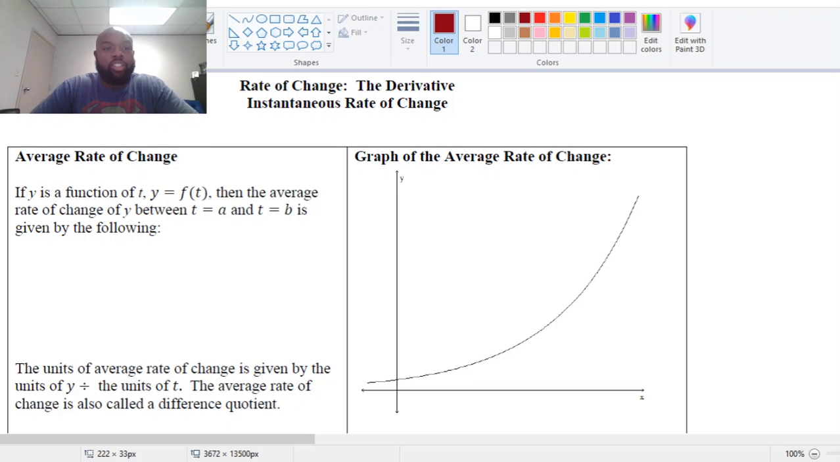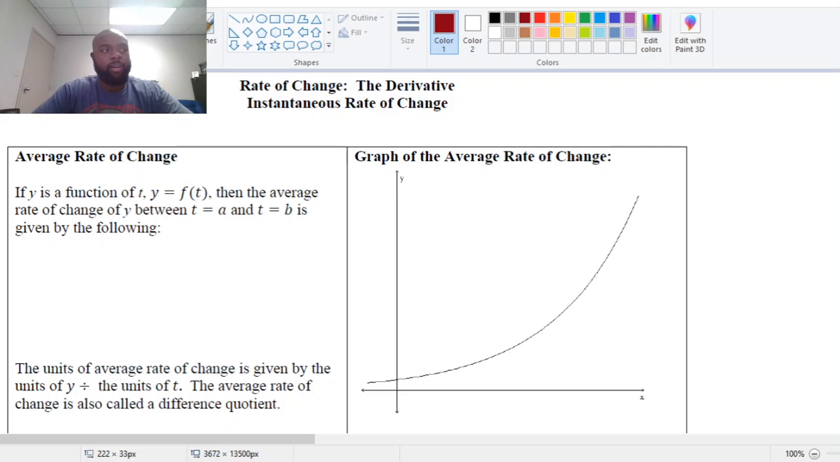In this video, we're going to start talking about rates of change slightly different than we've been talking about before. We talked about it in reference to linear functions. We talked about average rate of change, which gives us an estimate of the rate of change when we are dealing with functions that are nonlinear.